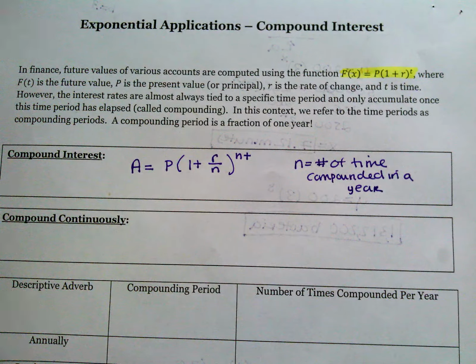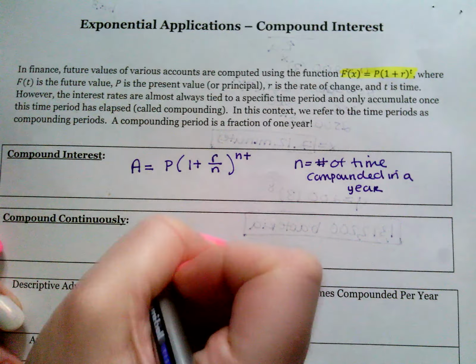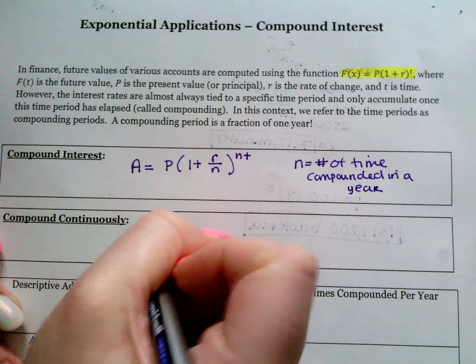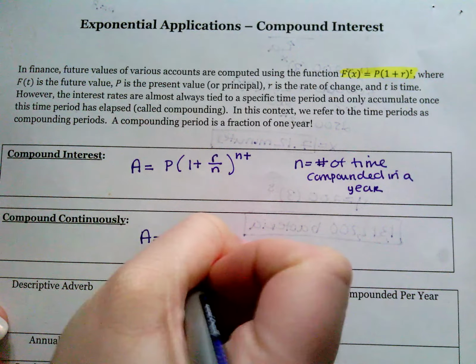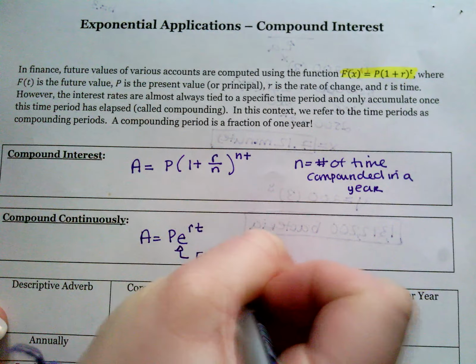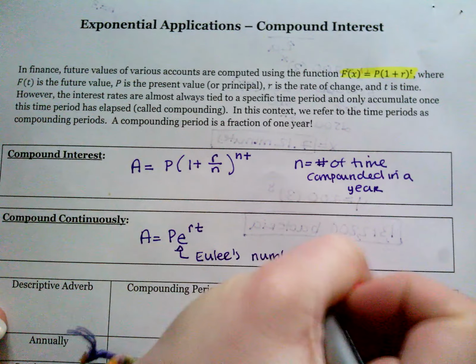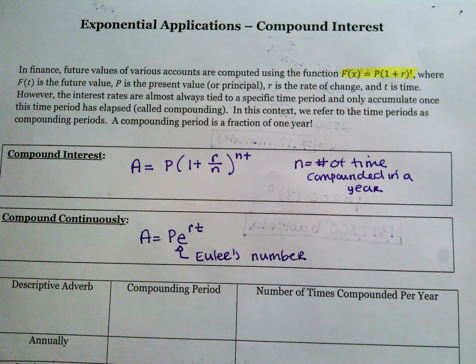And then compounding continuously, so that's like it is always compounding. You're going to use A equals P e to the rt, where e is Euler's number, which we spoke about in an earlier lesson. That's approximately 2.71, the irrational number. This is often referred to as PERT. So if we just briefly go through these just to make sure that we're clear on what each indicates.